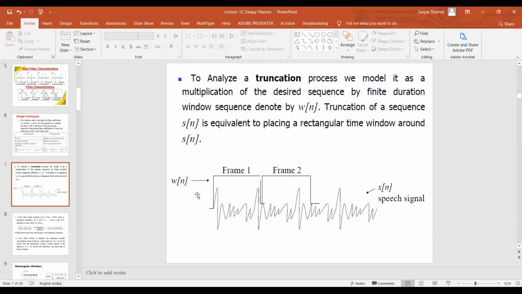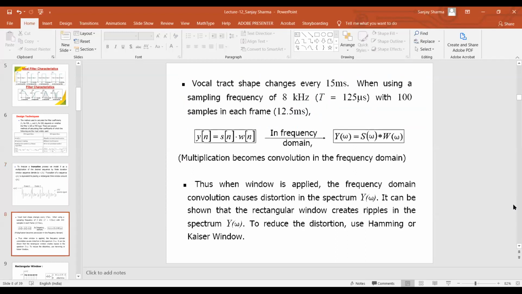So if I multiply the window function with the speech signal, I will be able to see or analyze this signal only. That's actually the process of truncation. How do you do truncation? You have an input signal, you multiply it with a window function, so you will be able to see that signal only within that window frame. That's actually the process of windowing.